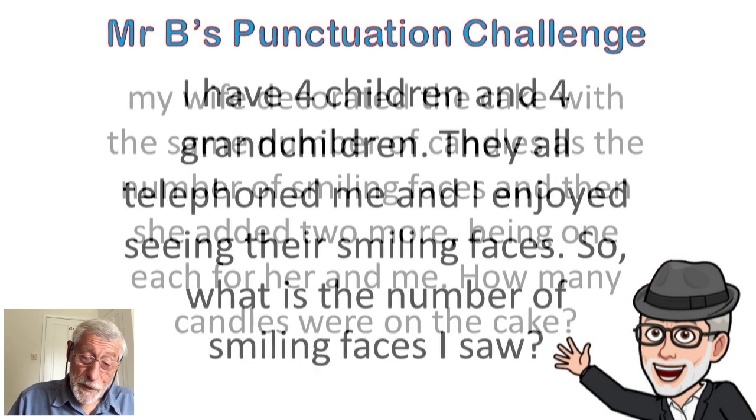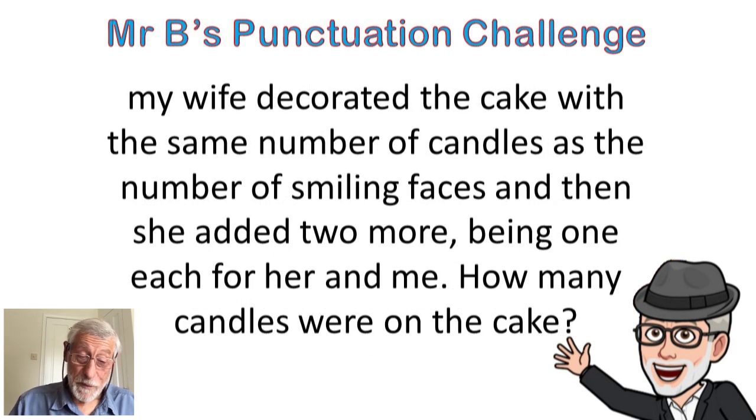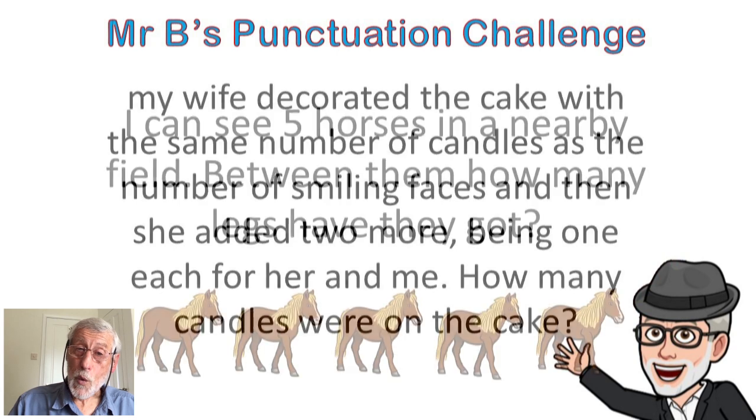My wife made me a birthday cake. She knew that my family would telephone me and how many smiling faces I would see. So my wife decorated the cake with the same number of candles as the number of smiling faces, and then she added 2 more, being 1 each for her and me. How many candles were on the cake? I'll give you a little help. The last digit of that number is a 0.